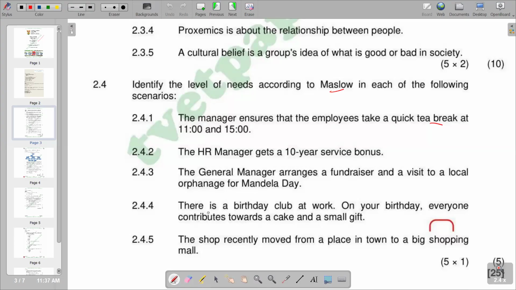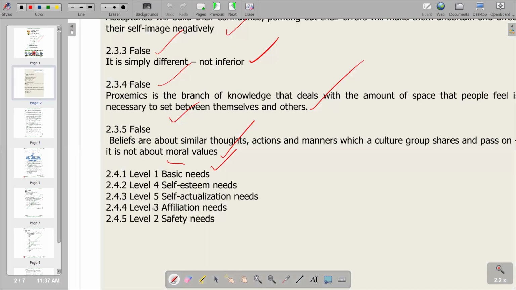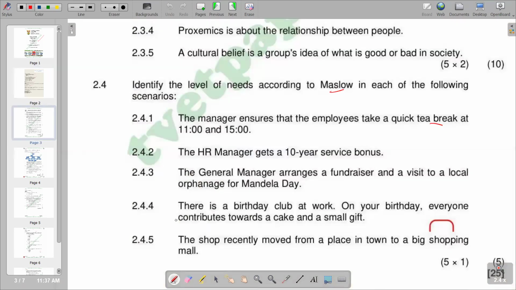2.4.4, we are saying there is a birthday club at work. On your birthday, everyone contributes towards a cake and a small gift. So you'd see that it is level 3, which is affiliation needs. So affiliation is associated with love and belonging. Love and belonging needs whereby people desire a social connection, including friendships, family, and obviously intimacy. So that makes our affiliation needs correct in line with our 2.4.4.